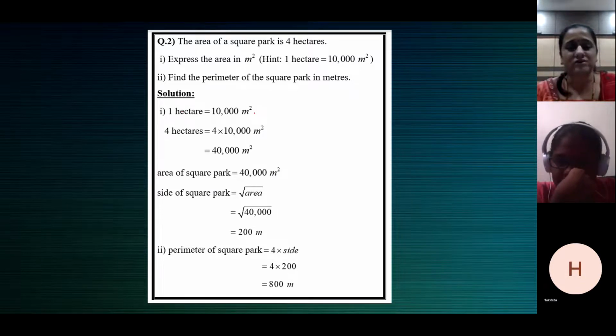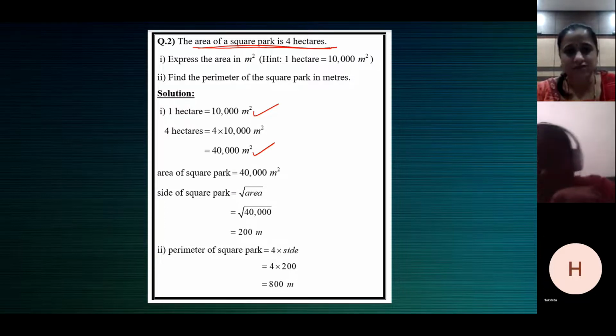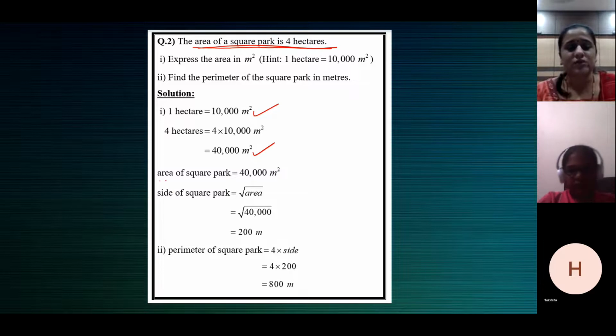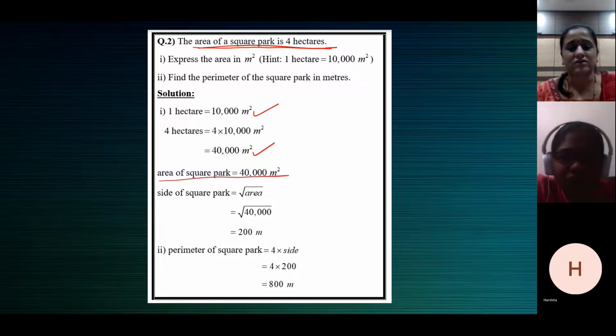1 hectare is 10,000 meters square. So 4 hectares is equal to 4 into 10,000, so 40,000 meters square. This is fine. Both of you got this. Now, that means the area of the square park is 4 hectares. So the area of the square park is 40,000 meters square.